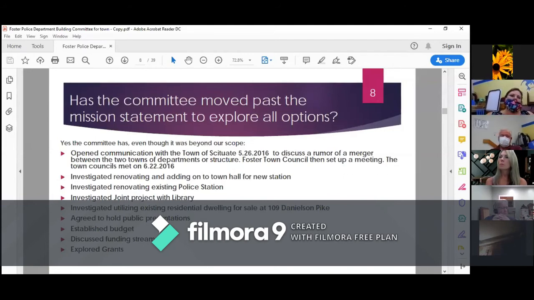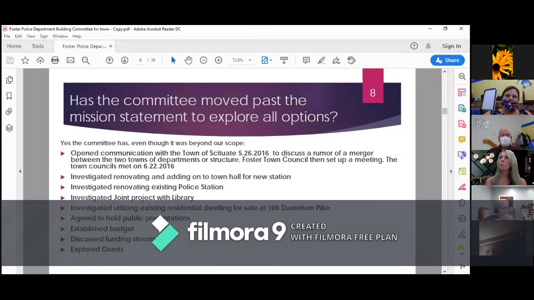We investigated renovating and adding on to the town hall for a new station, and we'll get into the reasons why these things were not chosen. We investigated renovating the existing police station. We investigated a joint project with the library. We investigated an existing residential dwelling for sale on 109 Danielson Pike, which is the church. If anybody has seen it up there on the corner, a unique kind of Art Deco building.